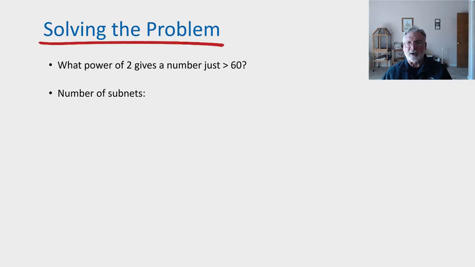How do we solve this problem? First, we find out what is the smallest power of 2 that gives a number that is greater than 60. That number is 6, which gives us 64 possible IP addresses in the subnet. To find the number of subnets, we divide the number of IP addresses in the assigned block, which is 256, by 64. This gives us 4 subnets.